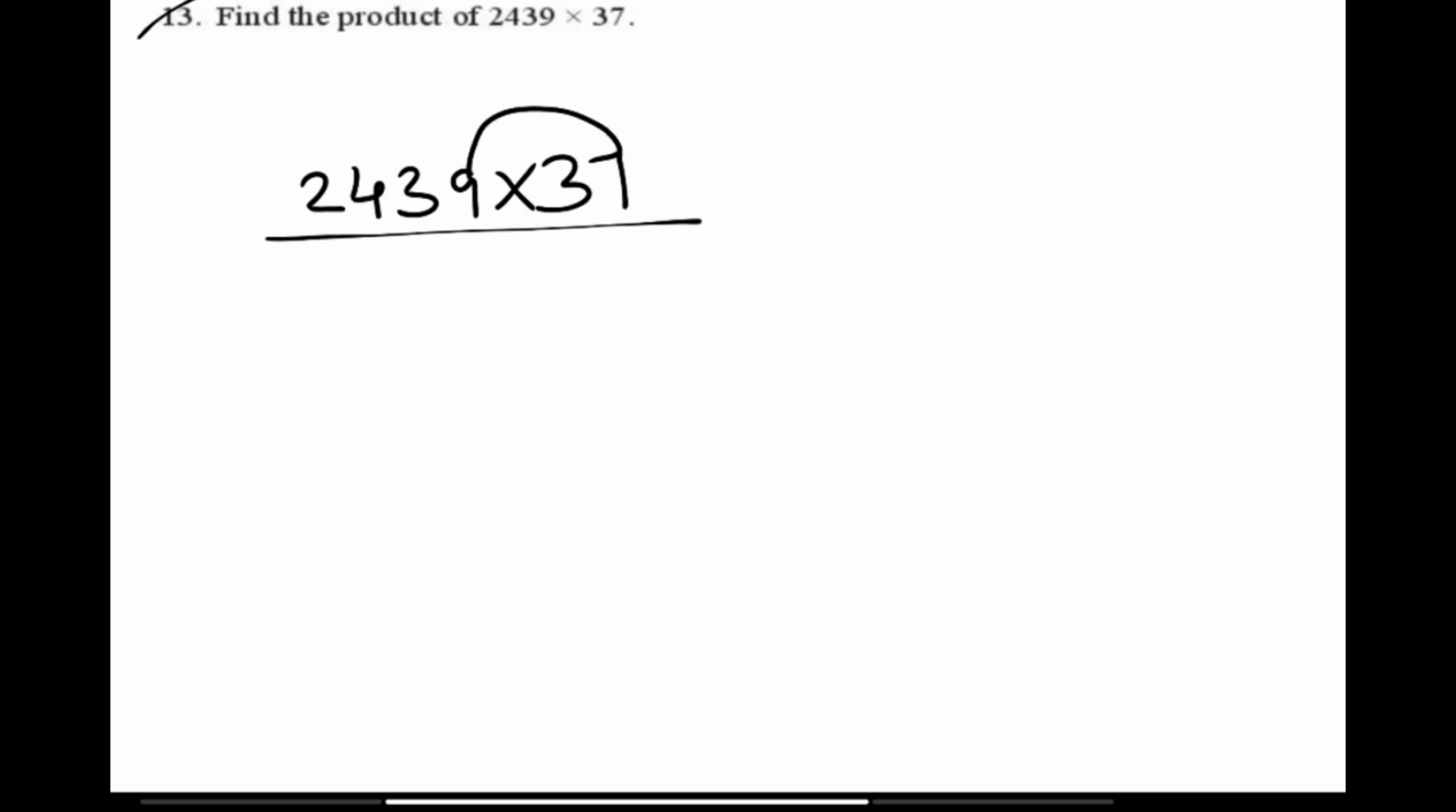So children, first you can see here the 13th question. Find the product of 2439 into 37. You have to do the multiplication. So let's start doing it. First, we will write this one here: 2439 multiplied by 37. So let us start. First we can start from this one, right?